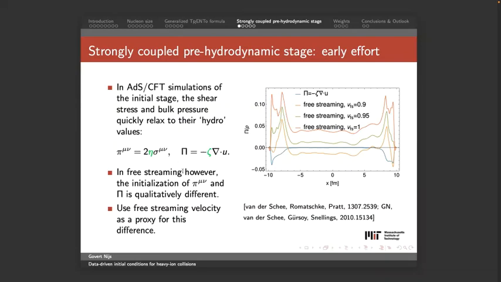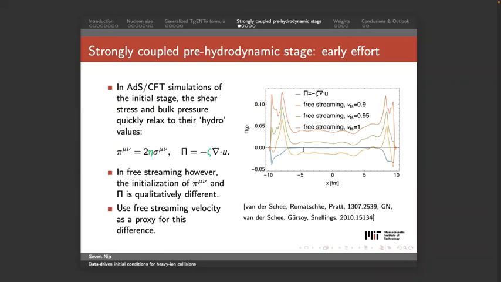But in free streaming, if you compare the red with the blue, you can see that, for example, for the bulk pressure, free streaming doesn't just have a very different order of magnitude, but also a different sign. You can in fact see this if you initialize your hydro with free streaming and then let the hydro run. The bulk pressure immediately changes sign when you start hydro.